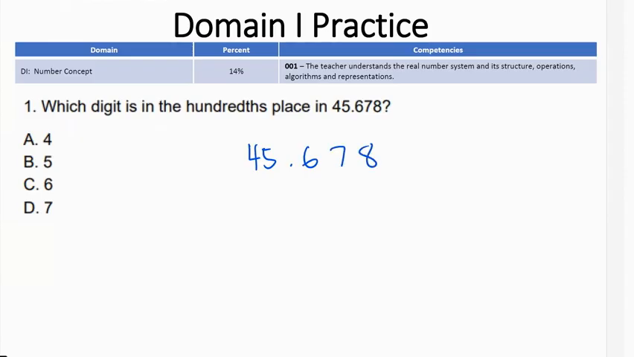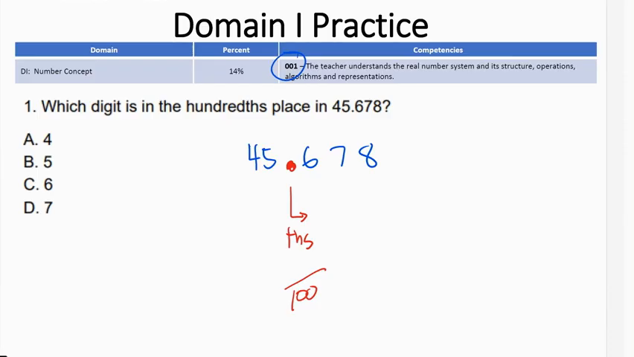45.678. Okay. The question here is number one. I'm going to read this. The teachers understand the real number system, structure, operation, and algorithm and representation. So this problem has a 14%. Okay. This is the big decimal here. From here, everything with TH, what does it mean? It's divided by 100s. So the question: which digit is 100s placed in 45.678?